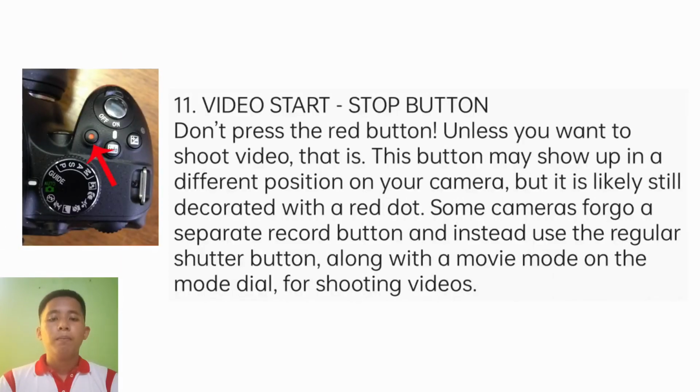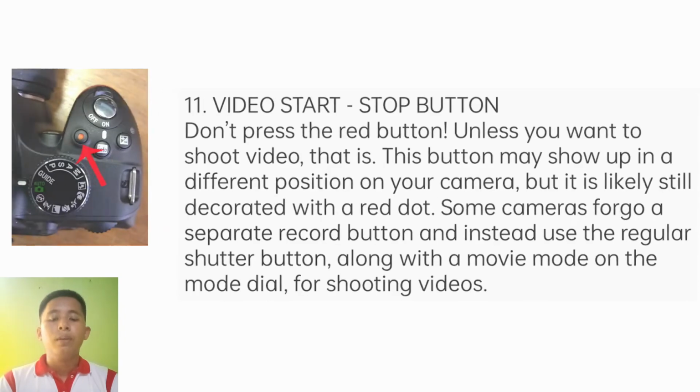Number 11, video start stop button. Don't press the red button unless you want to shoot video, that's it. This button may show up in a different position on your camera, but it is likely still decorated with a red dot. Some cameras forgo a separate record button, and instead use the regular shutter button along with a movie mode on the mode dial for shooting videos.